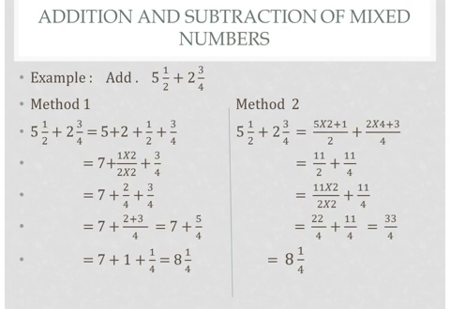Now the second method, 5 1/2 plus 2 3/4. You directly multiply the denominator with the whole number and add the numerator: 5 times 2 is 10, plus 1 is 11. So you write 11/2, and 2 4s are 8, 8 plus 3 is 11. Again here plus 11/4.